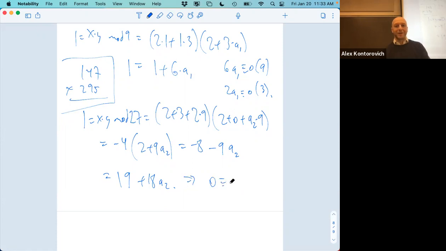This implies that 0 is 18 plus 18 A2 mod 27. Now I divide everything by 9. So 0 is 2 plus 2 A2 mod 3. And so I want to take this to be 2. 2 times 2 is 4, plus 2 is 0, which implies A2 is 2. And you continue. Joe, you wanted to say something?